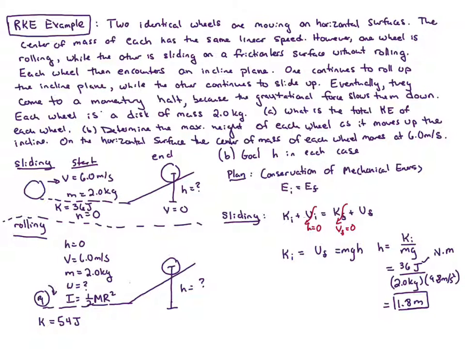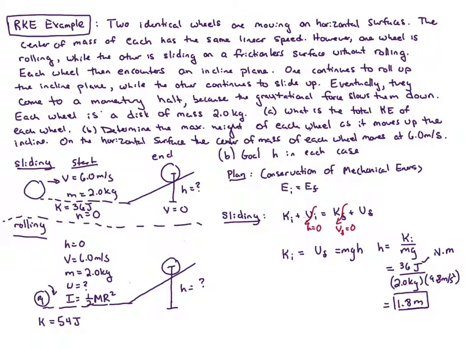I don't have a very good expectation for how high it would go, but 1.8 meters seems pretty reasonable. What I know is that now that I did the sliding, the rolling should go higher, because it has more kinetic energy, since it has both translational and rotational. And we see that in the number. It has more kinetic energy, 54 joules. So I expect it to go higher.